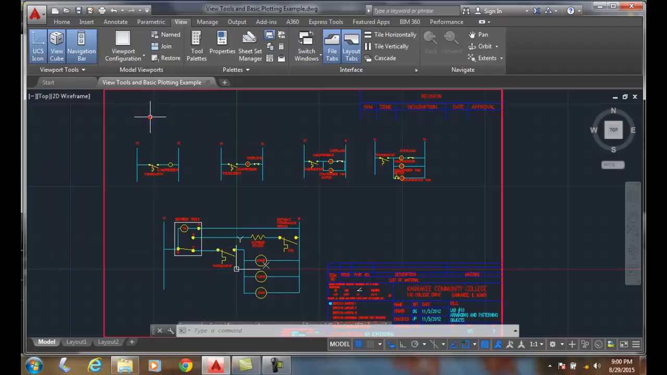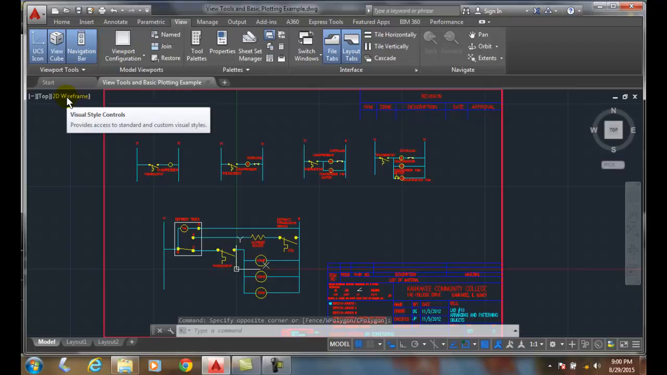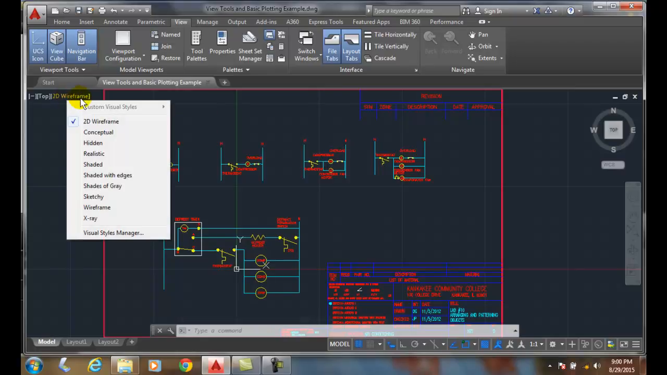Also in the in-canvas controls, we have over here, which is called our visual style controls. And these are also used extensively in 3D, so we'll use that in our 3D modeling with AutoCAD class.